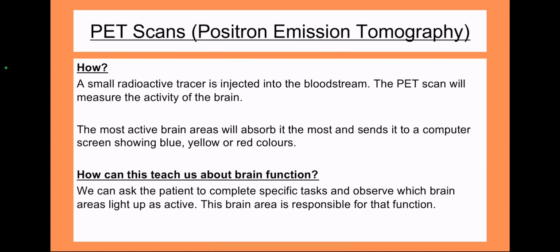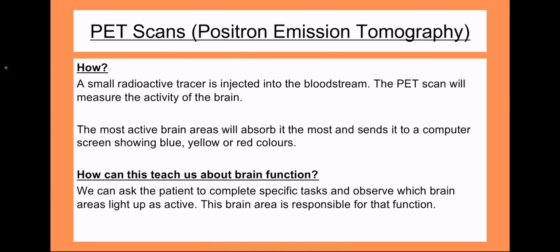PET scan is a lot more modern than a CT scan, and it works slightly differently. Before a PET scan, you have to inject the patient with a small radioactive tracer that goes into the bloodstream, and the PET scan will essentially then measure the activity of the brain. It measures the concentration of the radiation in the bloodstream. Because the most active brain areas absorb the most blood, the PET scanner will identify and monitor where the most radiation is at that moment in time.